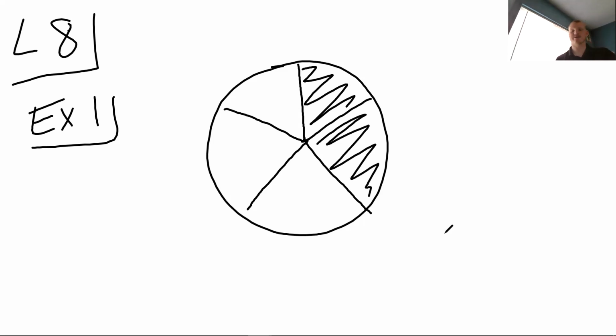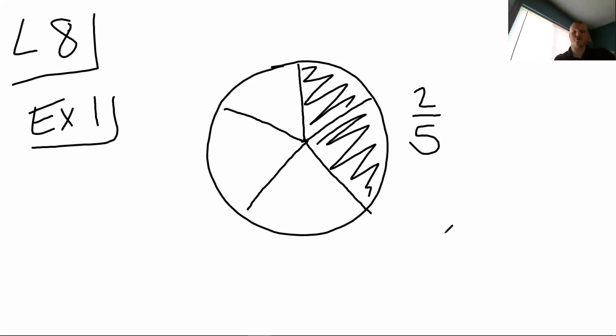Okay, so Caleb, how much of this circle is shaded in? So as a fraction, what part of it is shaded? Yeah, 2/5. Yep, 2/5 of it is shaded.